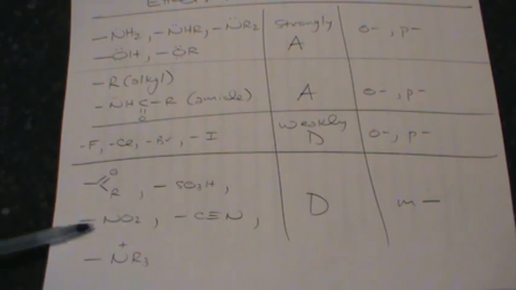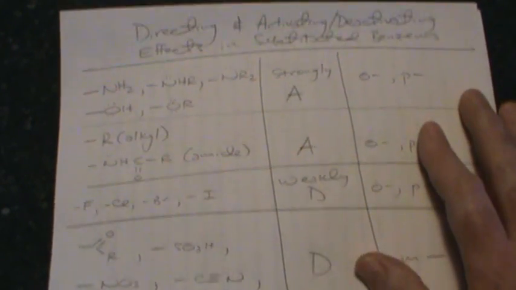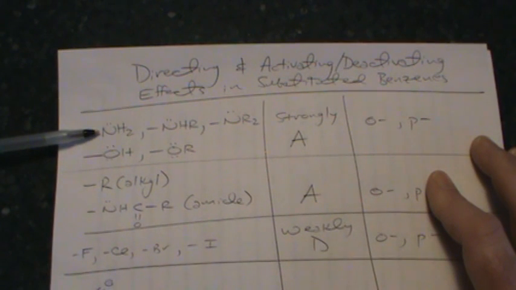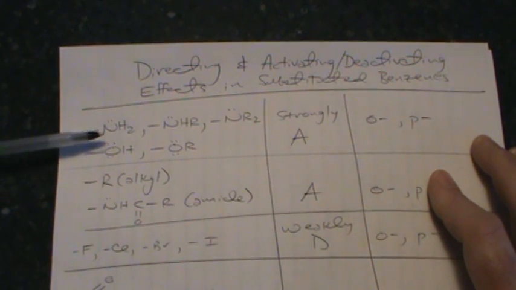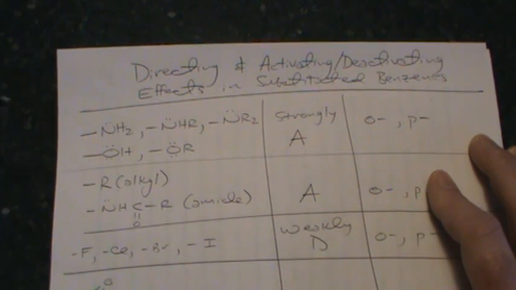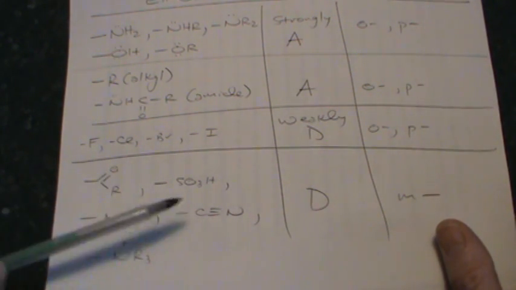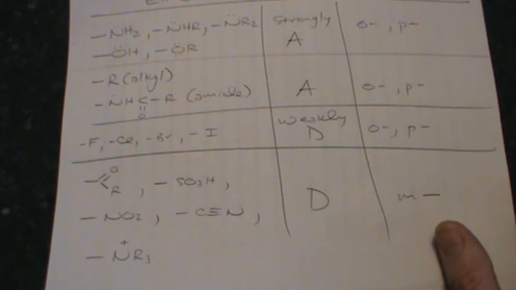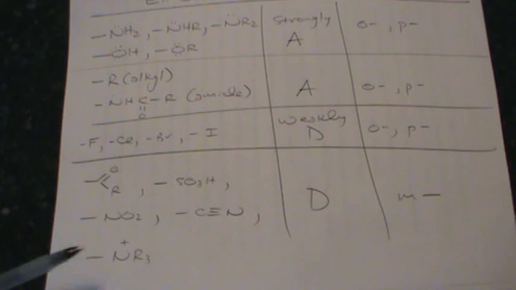Now the reason that these are deactivating is that they all pull electron density out of the ring. Just the opposite of what we discussed up here. So with the amino and the hydroxyl group, those lone pairs allow us to push electron density into the ring. We call them electron donating groups, whereas all of these deactivating groups actually pull electron density out of the ring. They're electron withdrawing groups. Because they pull electron density out of the ring, they make it less nucleophilic and less reactive.